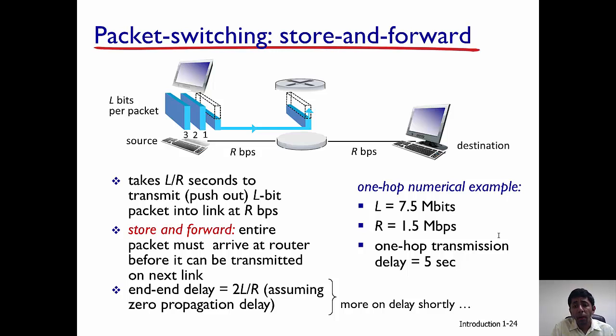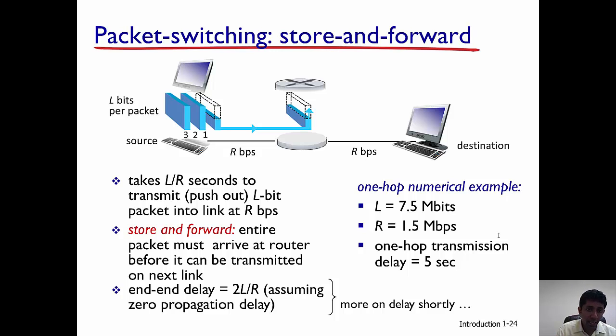So let's look at a numerical example to understand this concept of delay. Let's assume that the packet that is going to be transmitted is 7.5 megabits, which is 7.5 times 10 to the power 6 bits. And the rate at which packets can be transmitted over the wire is R, which is 1.5 megabits per second.